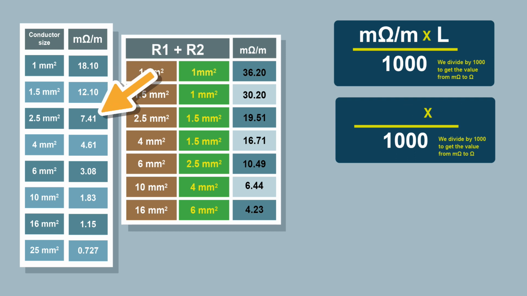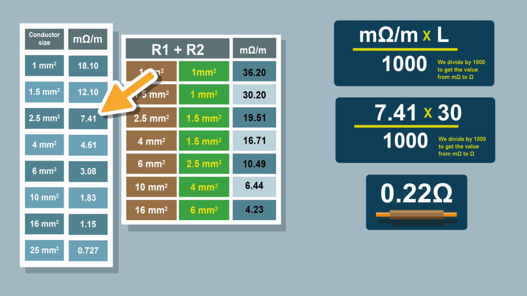We could do the same for the 2.5 conductor. This time we'd use 7.41. 7.41 times 30 divided by 1000 will give you 0.22 ohms. That's our R1. To save time, you can combine the two.